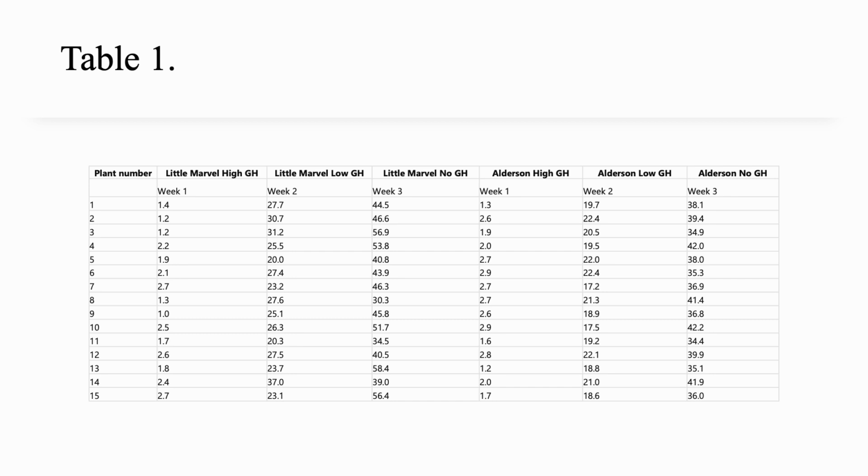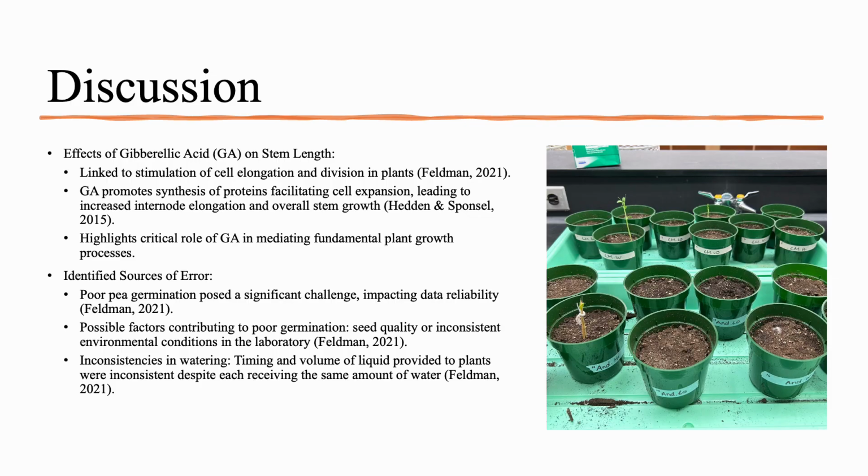The experimental results support the hypothesis that GA's growth-promoting properties would lead to increased stem length in both normal and dwarf pea plants. This table here demonstrates GA's role in promoting cell elongation and division. The data from our experiment is supported by existing studies highlighting the efficiency of GA in stimulating plant growth. The effects of gibberellic acid on stem length are closely linked to its role in stimulating cell elongation and division in plants. The gibberellic acid hormone promotes the synthesis of proteins that facilitate cell expansion, which results in increased internode elongation and overall growth of the plant.